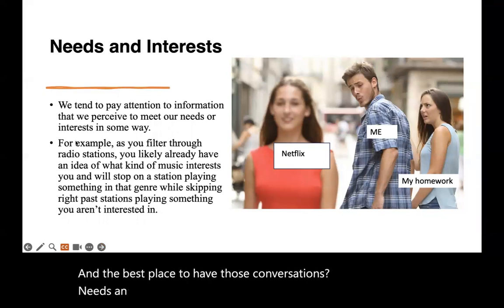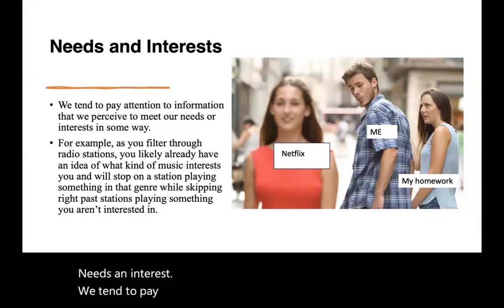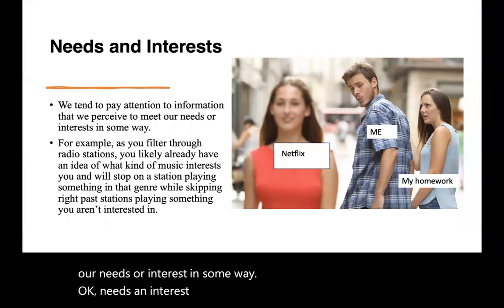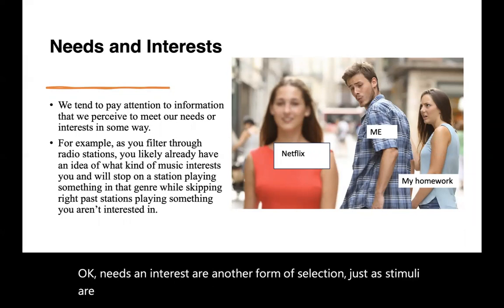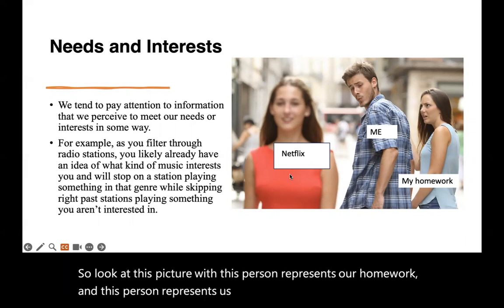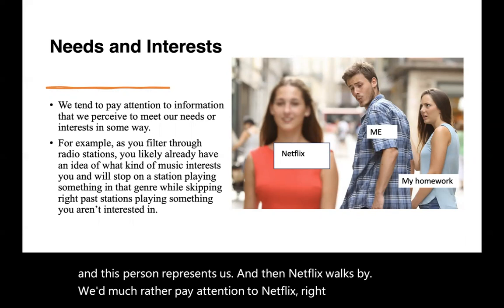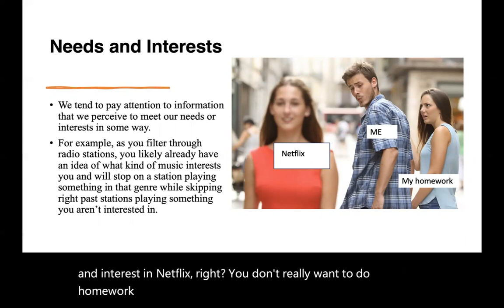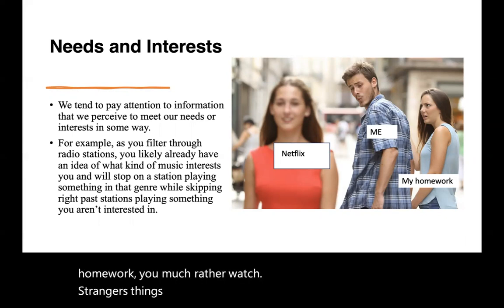Needs and interest. We tend to pay attention to information that we perceive to meet our needs or interest in some way. Okay? Needs and interest are another form of selection, just as stimuli are, right? So look at this picture. This person represents our homework, and this person represents us, and then Netflix walks by. We'd much rather pay attention to Netflix, right? We have needs and interest in Netflix, right? You don't really want to do homework. You'd much rather watch Stranger Things, okay?